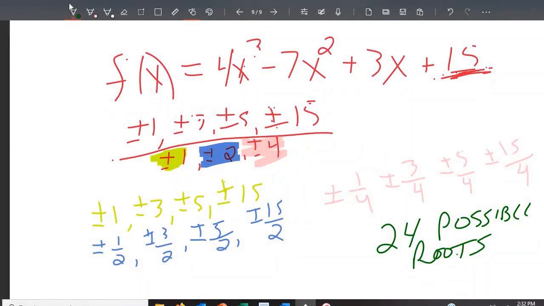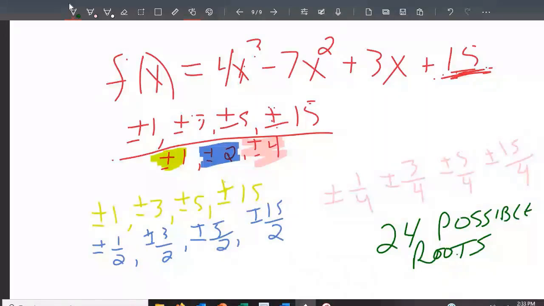Our goal is to use synthetic division and these numbers and try to find one that gives me 0 at the end. And this is where it gets very tedious. You would have to take each one separately. You don't know which one's going to work. You have to do them separately until you find a 0. Now, I would not have one this extreme on the quiz, but I do want to show you how you can go about this.